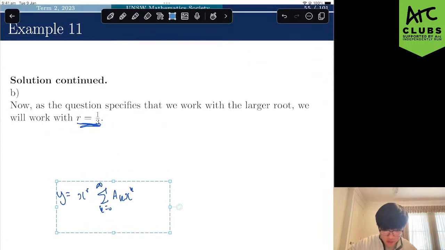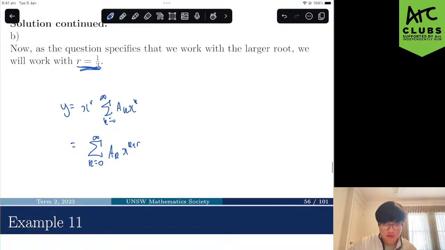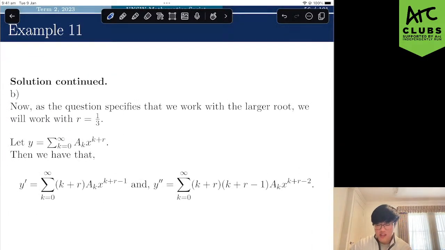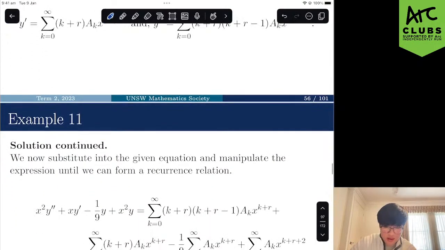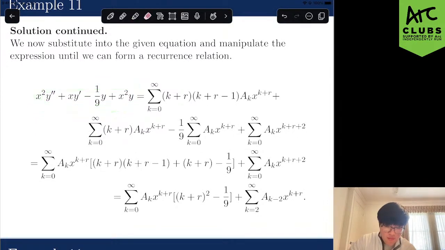So the formula is this. However, we can bring that x to the r inside, so we get x to the k plus r. This is pretty similar to the power series that we looked at before, in the sense that we want to find y dash and y double dash, and then substitute these into the equation. We find y dash to be this, y double dash to be this, and then substitute into the equation and manipulate. This does look like a lot of algebra, so I just want to highlight where the equal signs are so you can see where each line starts and ends.